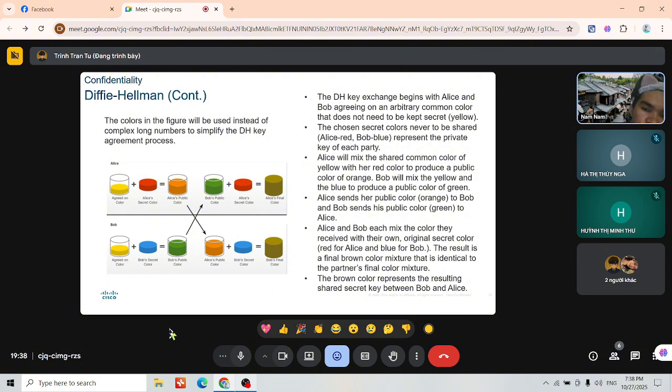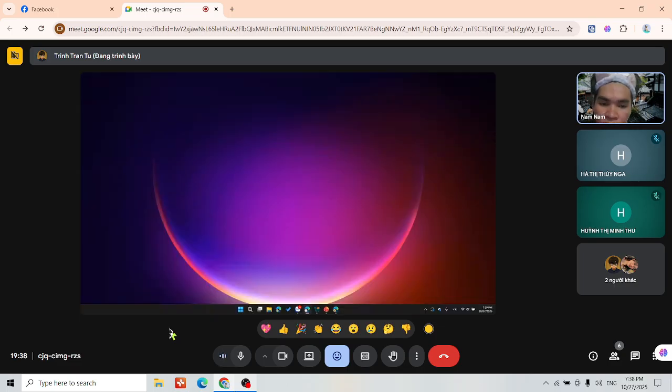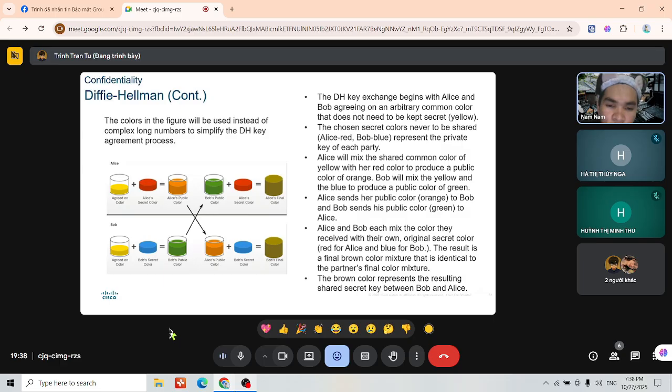Elite will mix the same common color with the red color to produce a public color. For example, we mix the blue to produce a public color of green. Elite and Bob send the public colors to each other, and both mix the received public color with their original secret color, red for Elite and blue for Bob. The result is a final brown color mixture identical to the partner's final color mixture. The brown color represents the shared secret key between both Bob and Elite.